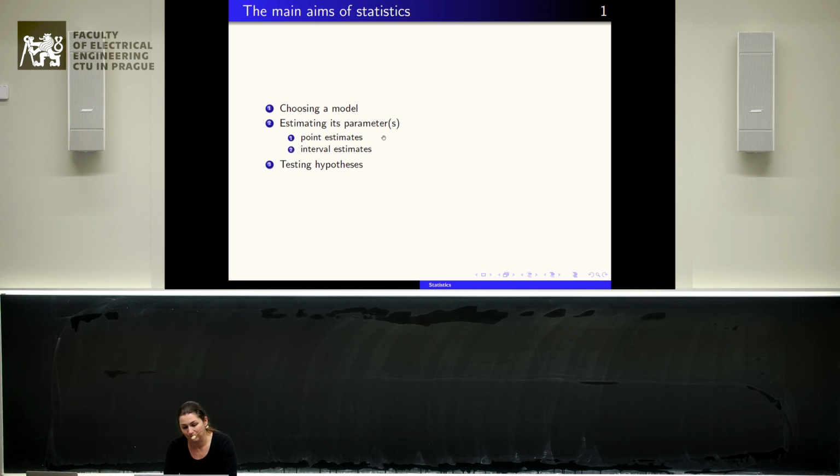As I said, the model usually has some parameters, for example, 3 clients per hour on average in the bank, and these parameters must also be estimated. But of course, we want to have a concrete number, 3 clients per hour. That's nice. But we must be aware of the fact that everything in practice is random, and also our estimate is random in some sense.